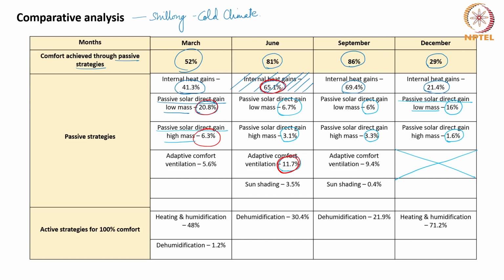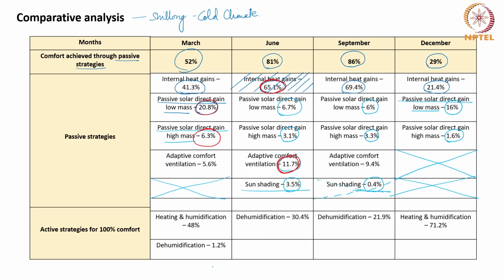Sun shading is not a great way in this place at all, because we can clearly see that you should not use solar shading from December to say May or June, and sun shading is effective in June and September, but in June it is only for 3.5% of the time and 0.4% in September, which is almost not an effective or worthwhile strategy, so I'll put a dashed line.